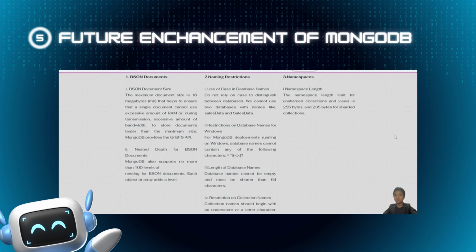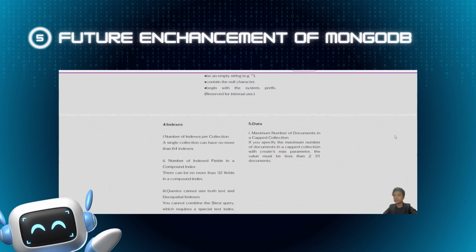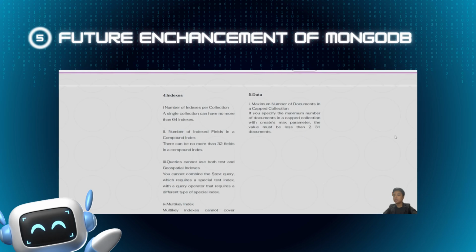Third one is namespace. Namespace length: the namespace length limit for unsharded collections and views is 255 bytes, and 235 bytes for sharded collections. Fourth one is indexes. Number of indexes per collection: a single collection can have no more than 64 indexes. Number of index fields in a compound index: there can be no more than 32 fields in a compound index.